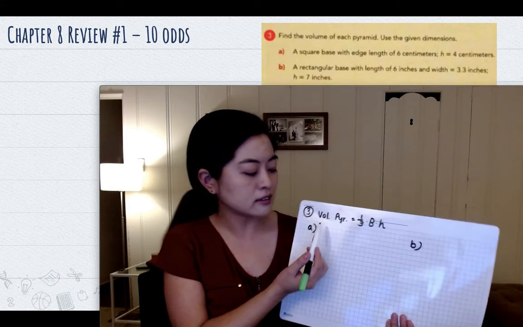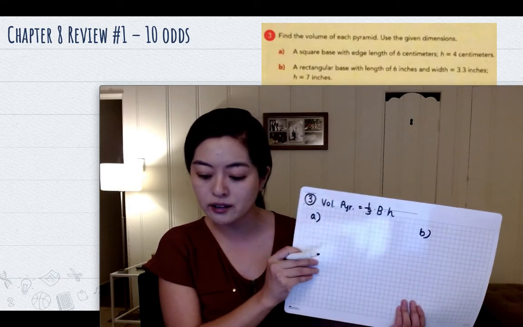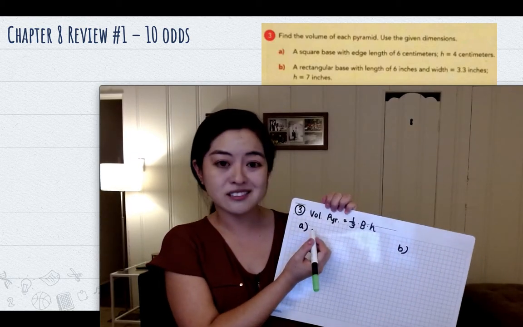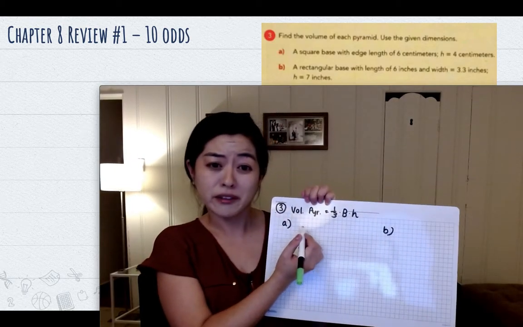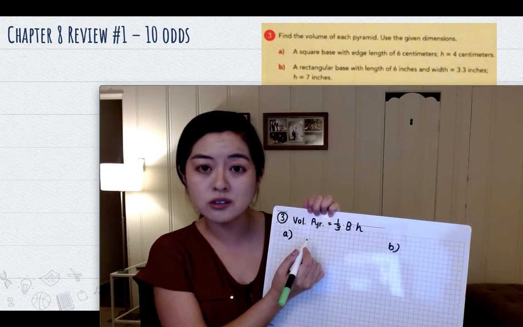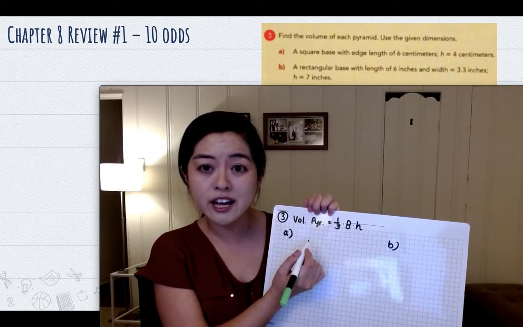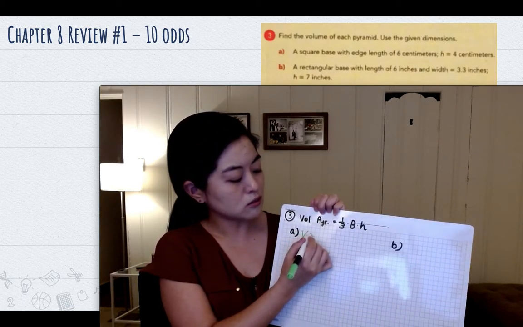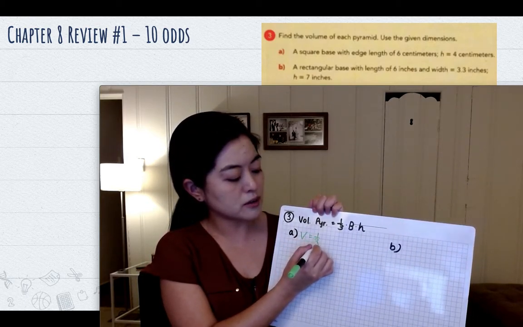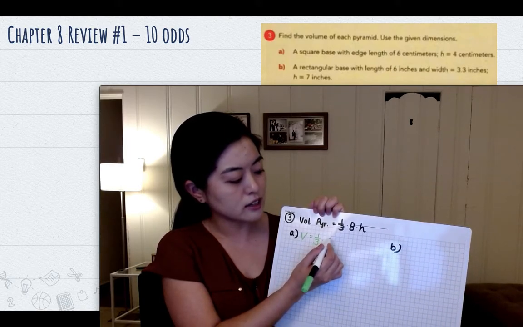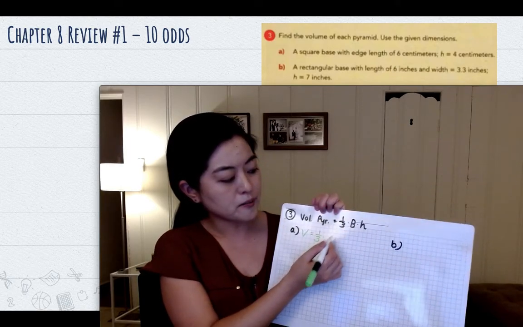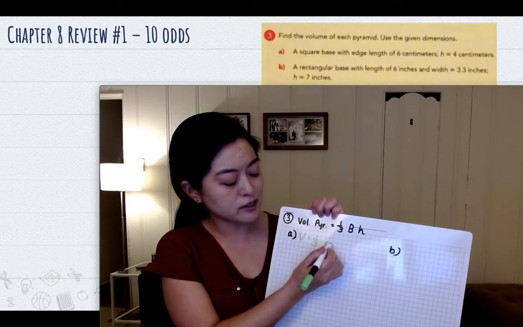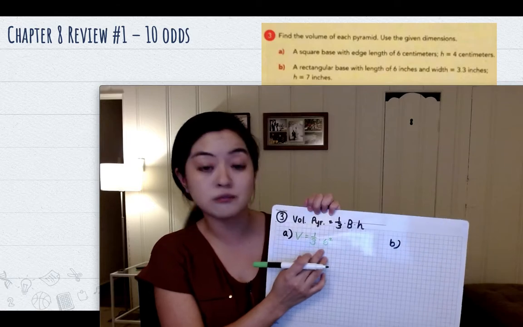So A, it says that it's a square, all right? So if it's a square, then all the edges are the same length, right? And so it says the edge is 6 centimeters, okay? So let me see. So the volume of a pyramid with the base of a square is, so the base area is 6, the edge times the edge. Okay, so it can be 6 squared.